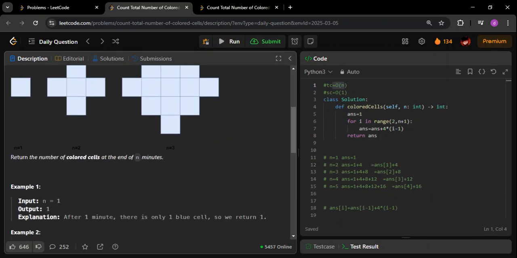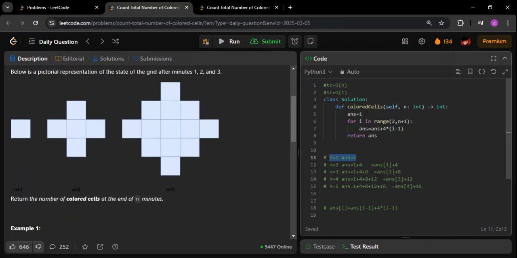So at n equal to 1, the answer is 1. This is like a base condition. We don't need a logic for this, because this is a starting condition. So we'll start looking for a logic from n equal to 2 onwards. So for n equal to 2, let us see what is happening.